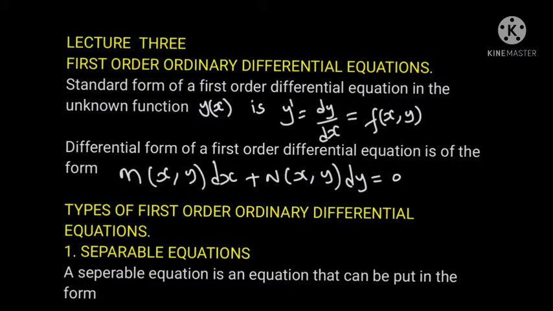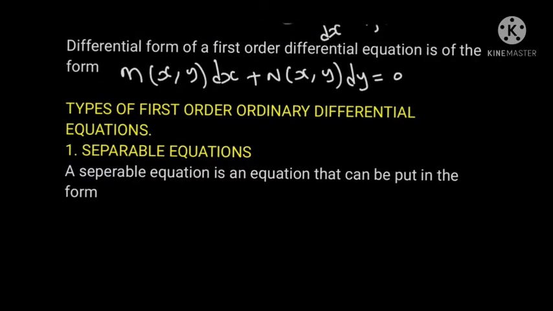Welcome to Lecture 3, First Order Ordinary Differential Equations. The standard form of a first order differential equation in the unknown function y of x is y prime, also written as dy over dx, equals f of x, y. The differential form of a first order differential equation is M of x, y dx plus N of x, y dy equals 0.